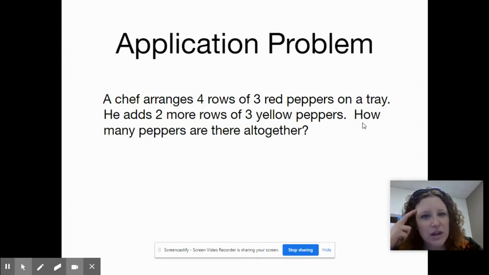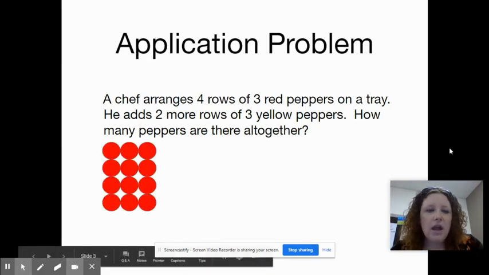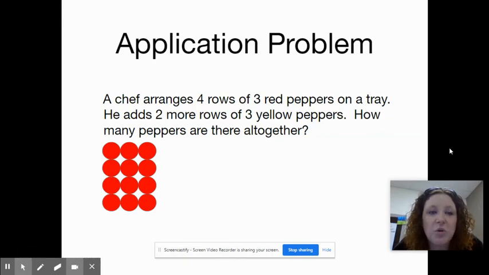So I'm thinking about this, and I feel like maybe I could draw an array. Let's use red for the red peppers and yellow for the yellow peppers. Here are 4 rows of 3 red peppers, and then we're going to do just like our chef did, and add 2 more rows of 3 yellow peppers. So here's my array. If these were peppers, then this is exactly what our chef's tray would look like based on what the problem told us.